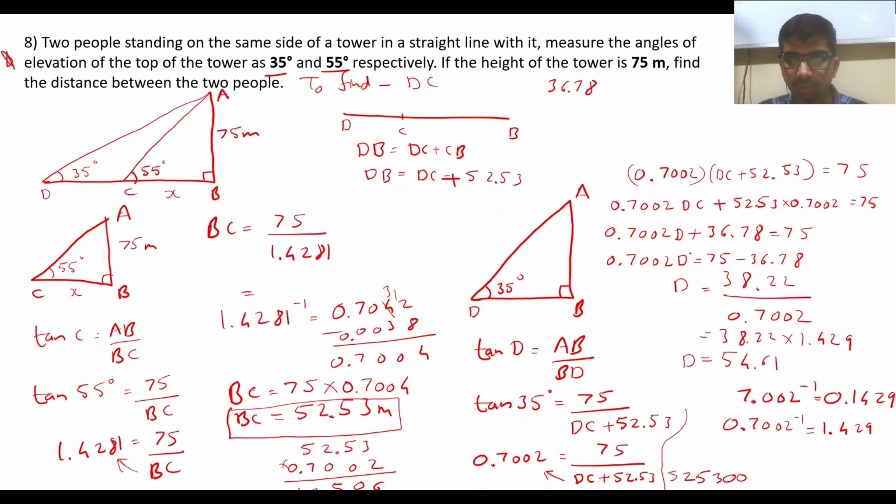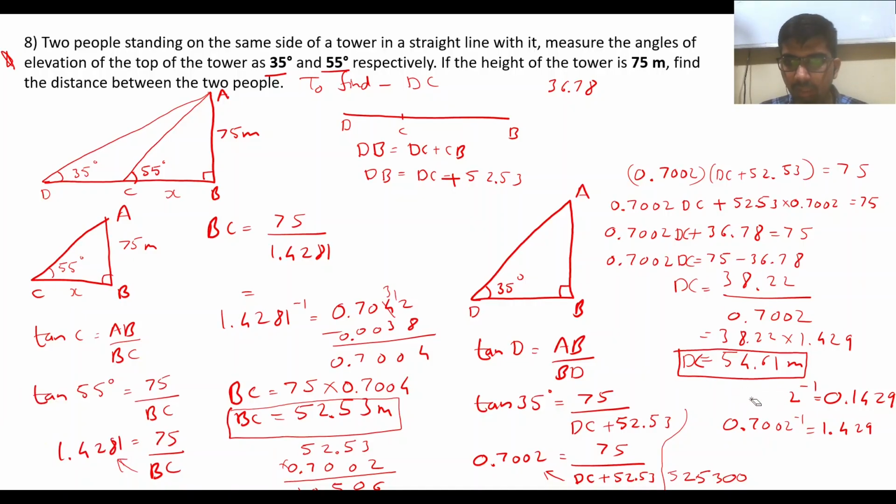So DC is 54.61 meters. That was what we had to find. So DC is 54.61 meters. The distance between the points is 54.61. So that's the answer. I'll just erase it.